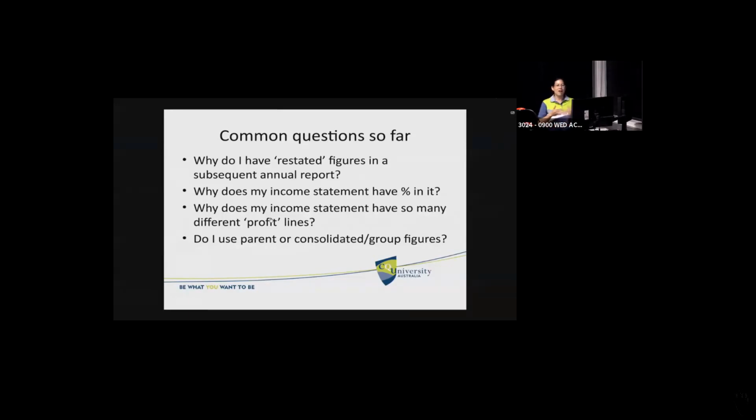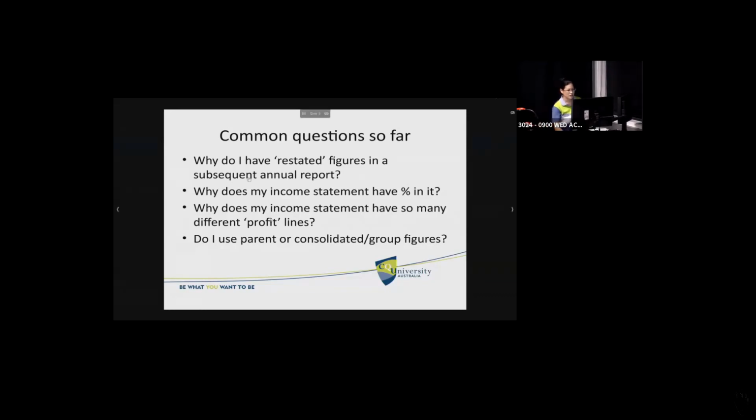So there are so many different profit lines because they're trying to appeal to so many different users of those general purpose financial reports. And as you continue your learning journey in accounting, you'll at some point in another unit come to prepare specific purpose reports. Actually, we do even touch on that when we cover budgeting. We look at the difference between general purpose financial reports, which is what everybody has with their companies, and preparing specific purpose financial reports.